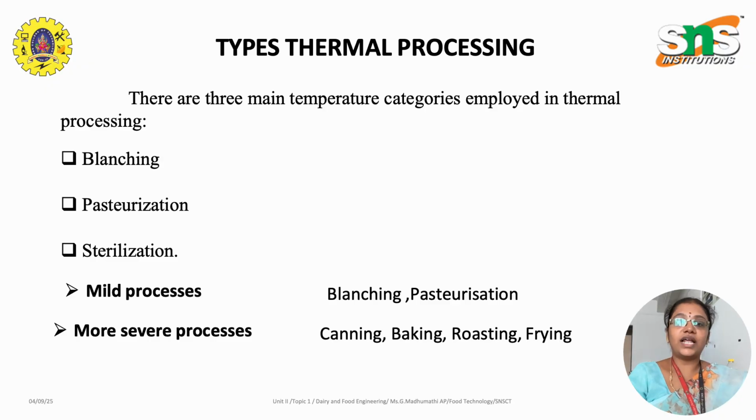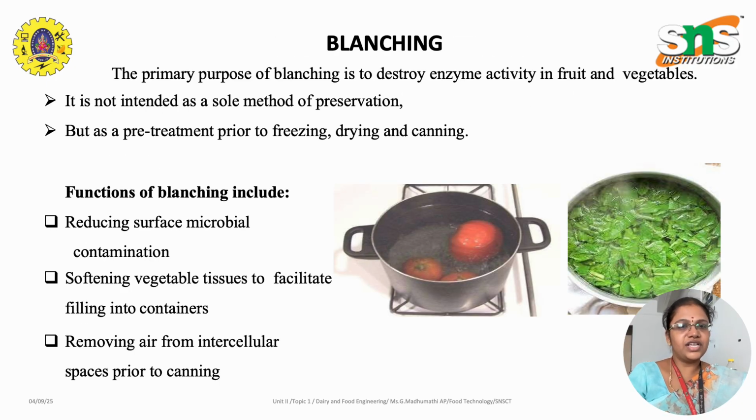Next, what are the types of thermal processing that we can use in order to preserve food? The basic, mild processes that we can do at the household level are blanching, cooking, etc. Sometimes at the industry level they use pasteurization, sterilization, canning, baking, roasting and frying. These are all types of thermal processing techniques. Blanching is the basic technique that we adopt at home.